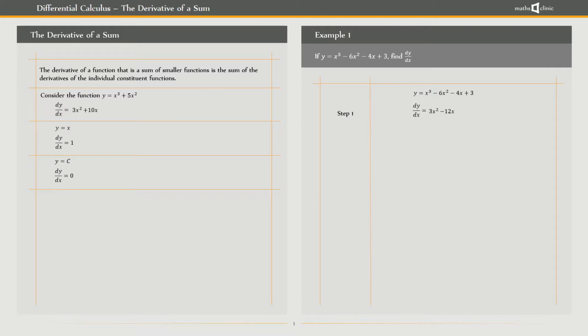Then you have minus 4x, you differentiate that, you have minus 4, and then you have plus 3 at the end. You find the derivative of the constant, and you have 0. So you have 0 in the end there, and you can just take out the 0. You have dy/dx equals 3x squared plus 12x minus 4. It's that simple, really. There really isn't much to it. Let's do another example.